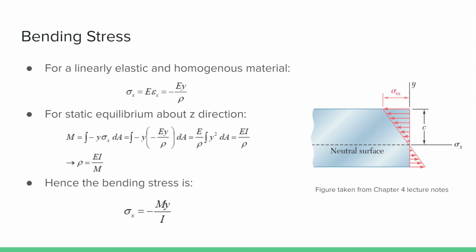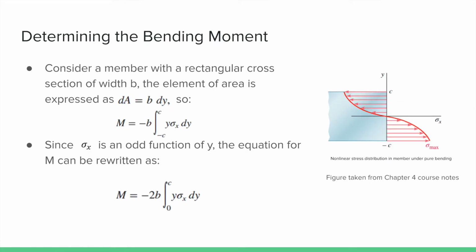The bending moment M, corresponding to the nonlinear stress distribution in a member under pure bending as seen on the slide, can be determined using these two related equations on the slide. Equation 1 is determined by considering a member with a rectangular cross-section of width b, so this then means that the element of area is expressed as dA equal to b dy.